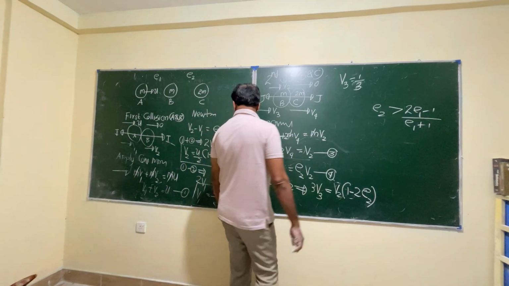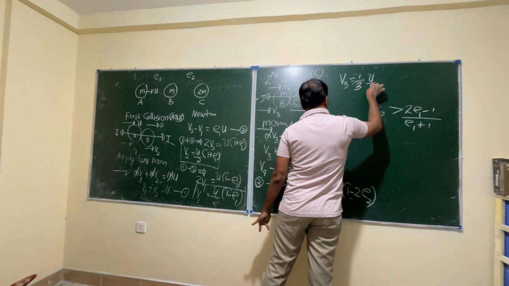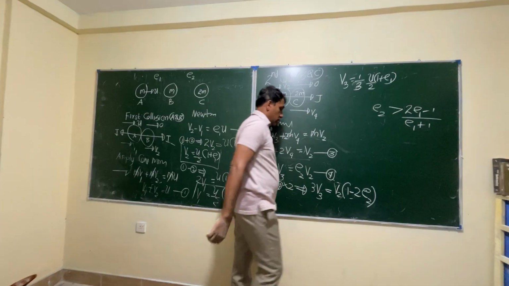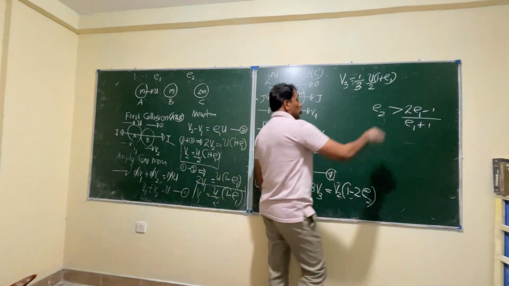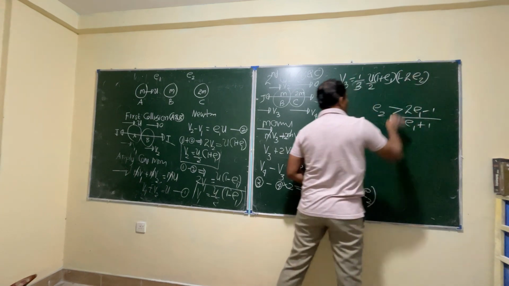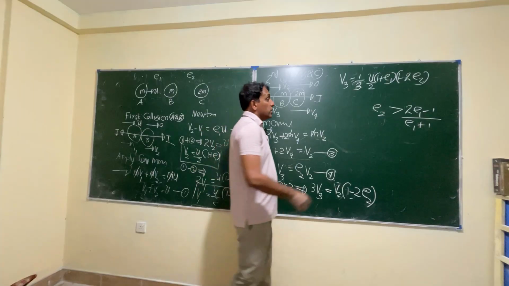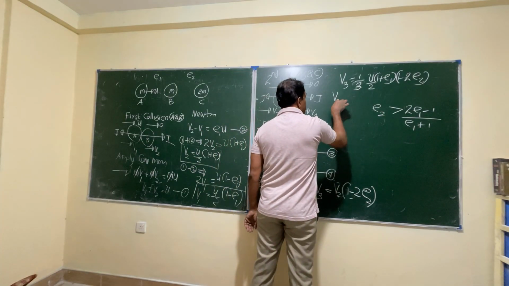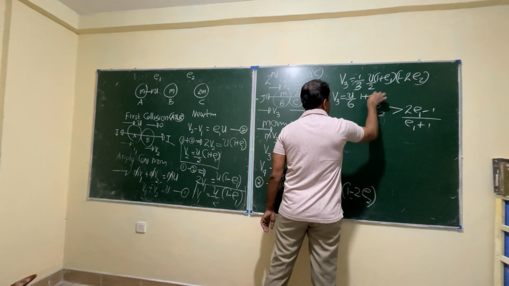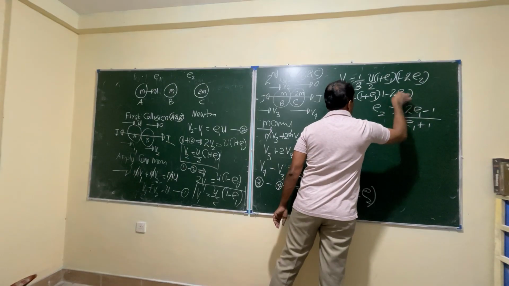What is V2? U by 2, 1 plus E1, okay, into 1 minus 2E2. If these parts are clear and this comes accurate only, there is a chance for the final solution. Therefore, see properly. If it's a mistake, it's very difficult. So U by 6, 1 plus E1, 1 minus 2E2, okay?